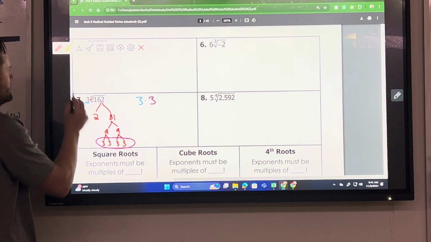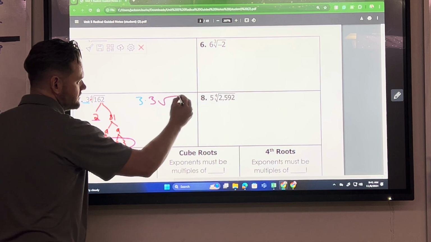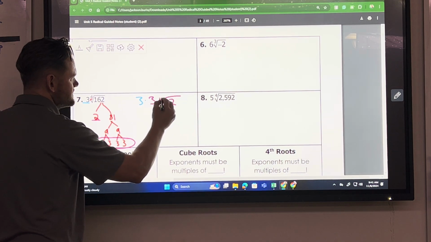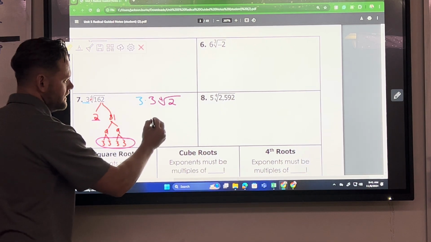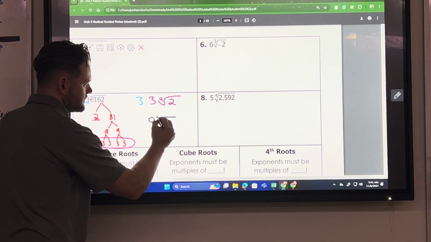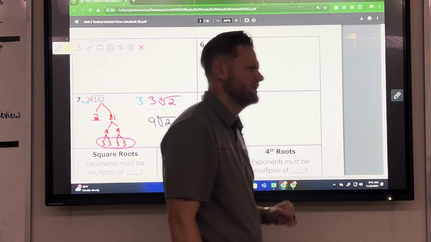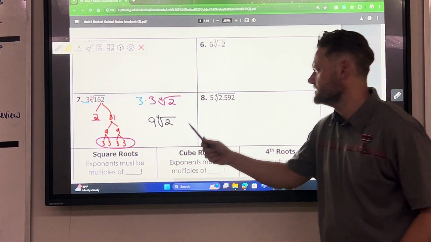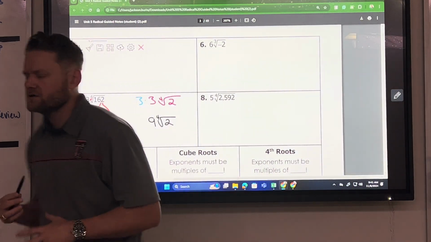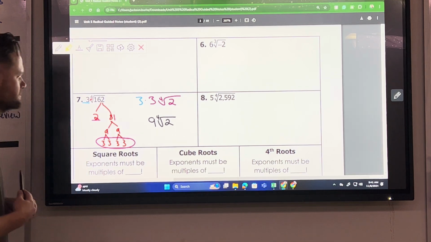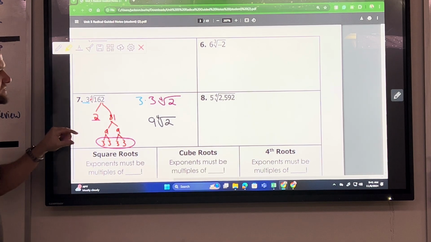And what am I left with? Well, I do have this 2, right? That was lonely, didn't have anybody. And remember, this is a 4th root. So my answer now is 9 4th root of 2. Remember, your roots always stay the same. If I didn't put my 4th root there, make sure you put your indexes, right? When you're working, your index tells you how you must take those factors out, the groups that you need.